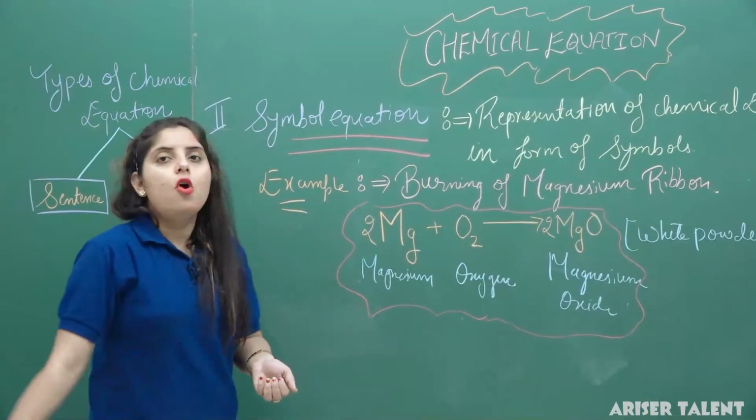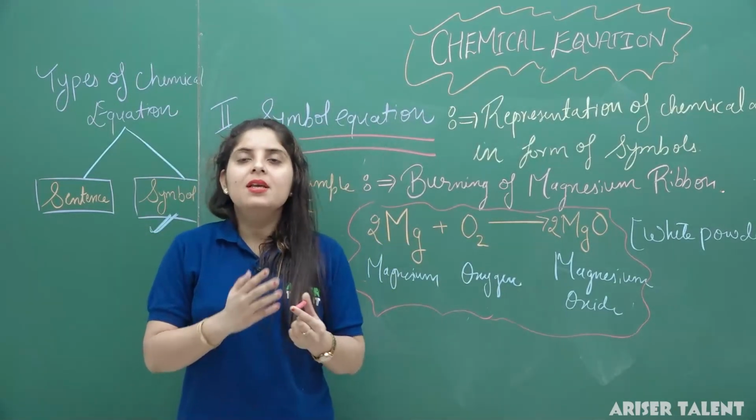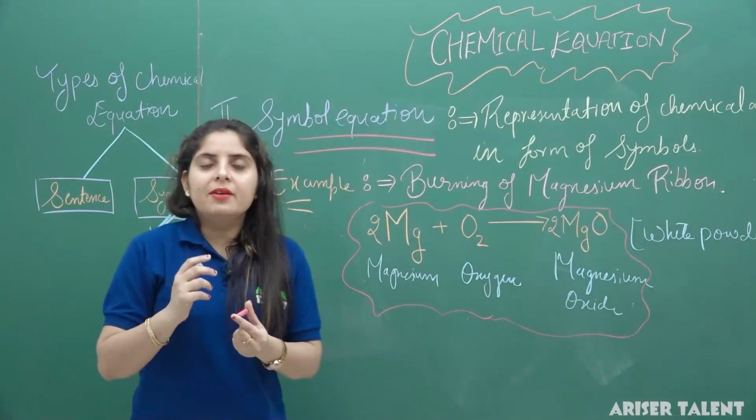So that is all about our topic, chemical equation. It is of two types: sentence equation and symbol equation.